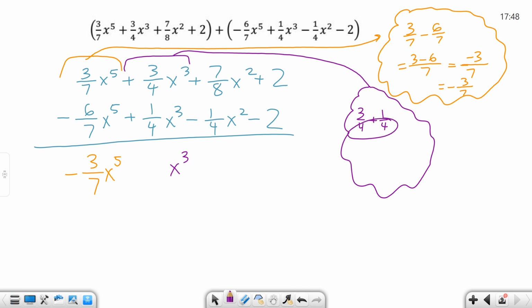Well, again, we already have a common denominator. See, y'all were freaking out. We already have two of these, and they're already common denominators. You don't even have to find it. So you leave the denominator of 4, and you get what? 3 plus 1, which is 4/4.